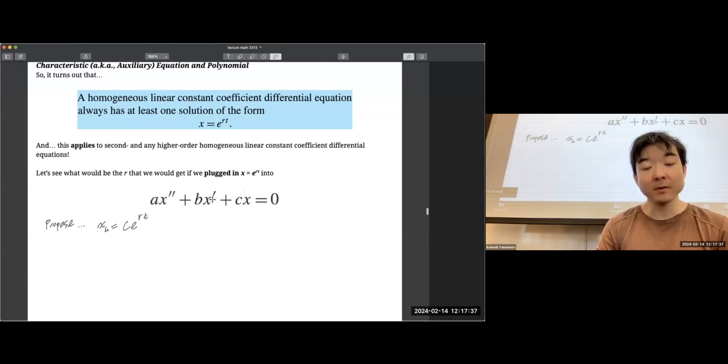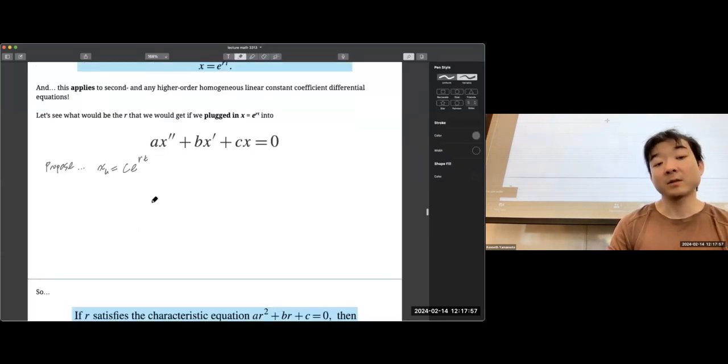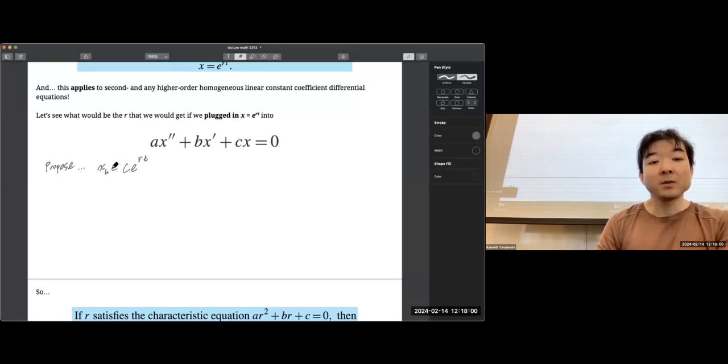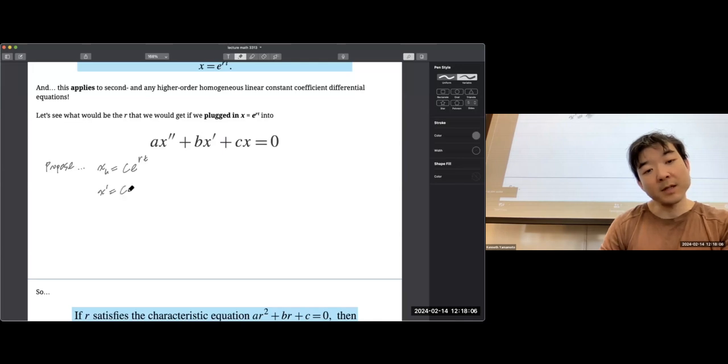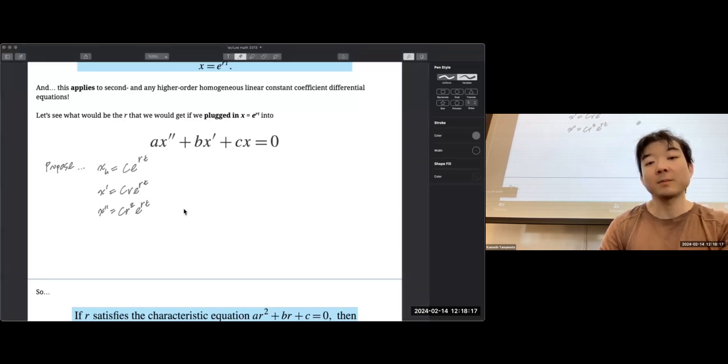If you plug it into x prime, there's a derivative with a chain rule, but you'll still have an e to the rt. And plugging it into x double prime will still have an e to the rt as well. So every single term on the left-hand side will have e to the rt. And then the rule of the game is to try to figure out the r that will end up causing all the terms on the left-hand side to cancel each other out. So if you propose that the solution is of this form, then you can take the derivative of it, which is going to equal capital C r e to the rt. And then you can take the second derivative of it, which is going to equal capital C r squared e to the rt, because chain rule pops these out.